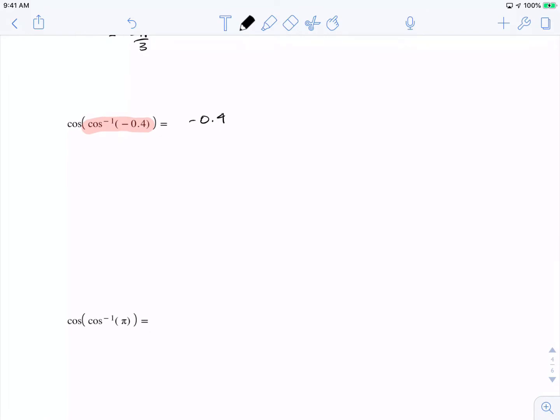Now, cosine inverse, remember, is that interval from -1 to 1. Pi is 3.1415928, continuing on forever and ever. That is outside of that domain that we have of -1 to 1, and so this will not be defined. We can't do it because it's not in the interval that we need.